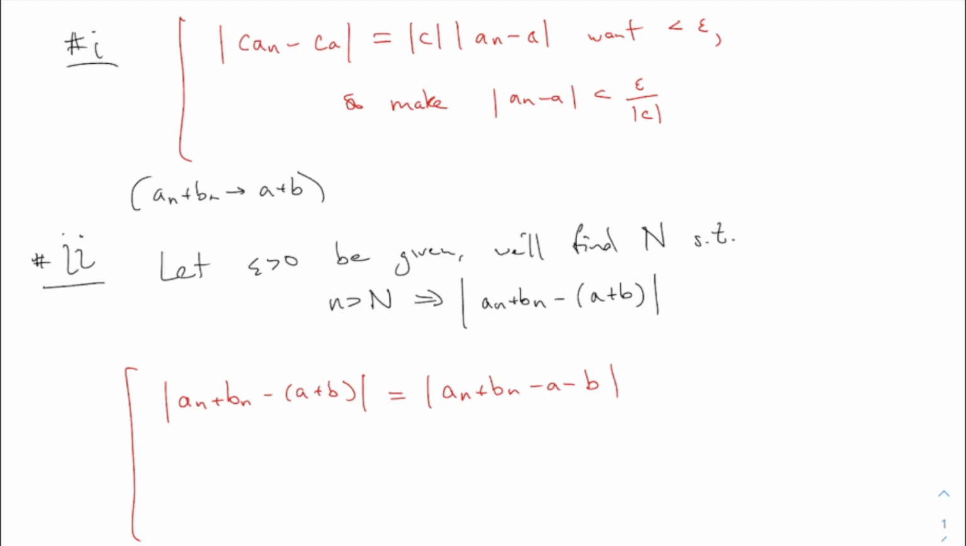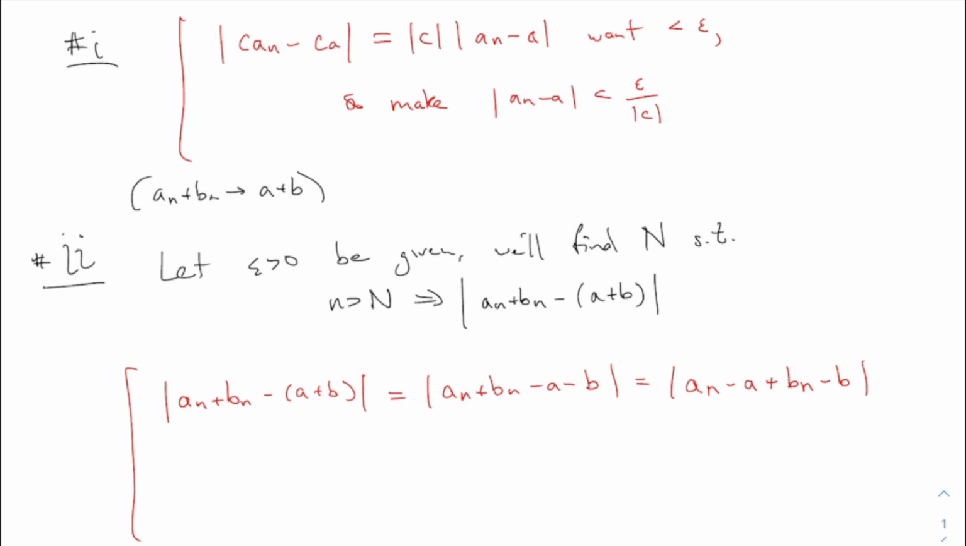I don't know about you. When I see this, I feel like putting the a's with the a's and the b's with the b's, right? All right. a_n - a + b_n - b. All right. And this is another very standard trick that we're going to do all the time, although I don't think we've ever done it in other examples just yet.